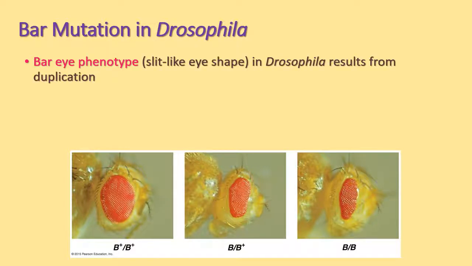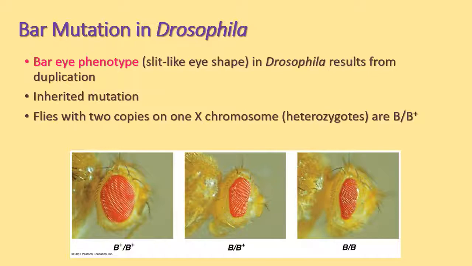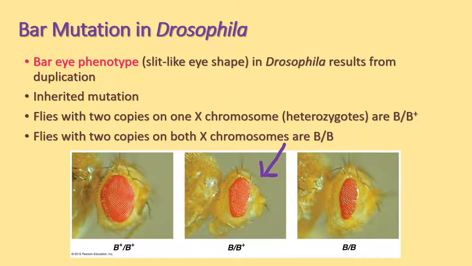In Drosophila, the bar mutation, so the bar eye phenotype, is the slit-like shape of the eye, and this results from duplication, and it's an inherited mutation. If the flies have 2 copies on one of the X chromosomes for this gene, then they're heterozygous and they look like this fly here. So you can tell it's slightly skinnier than normal, but not as skinny as if they are homozygous for the condition where they have 2 copies on both X chromosomes. Then they look like this fly here.